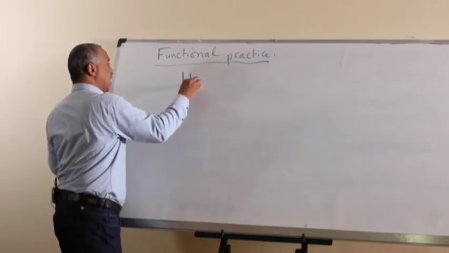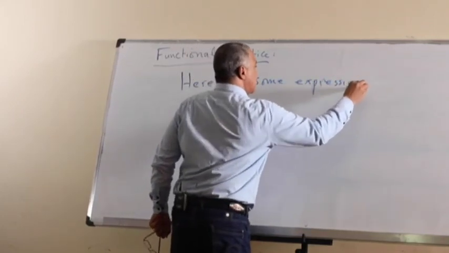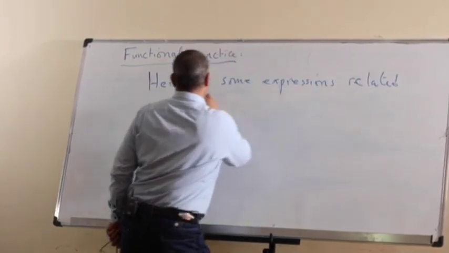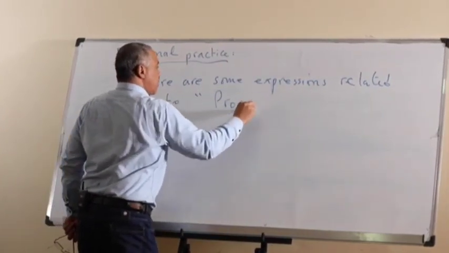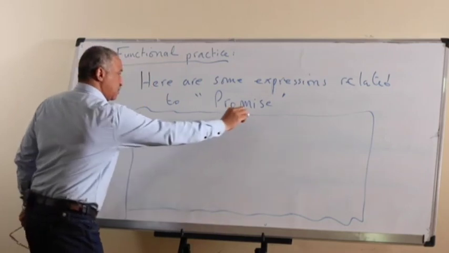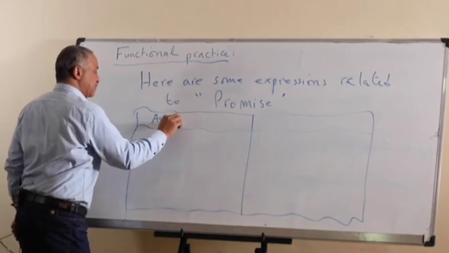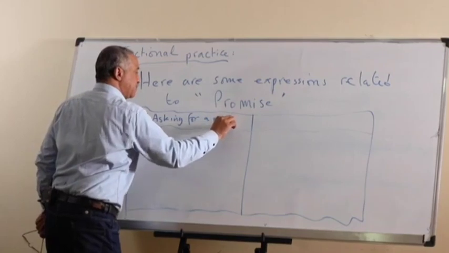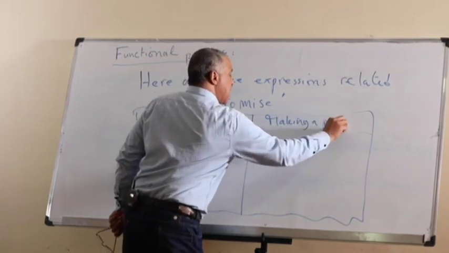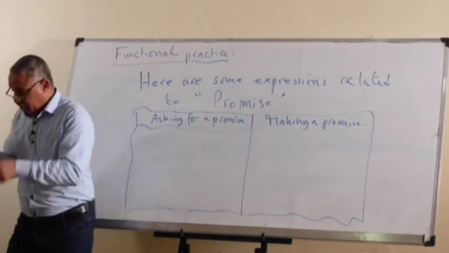Now let's start. Here are some expressions, to help you if you'd like to copy them down. Here are some expressions related to promise. I make it between brackets, and then we make a chart to pick up some of these expressions, and this exercise we shall work on all together. Now the first one, asking for a promise, and the second one, making a promise. And I have chosen to pick up just 4 for asking for a promise and 4 for making a promise. Now let's work on them all together.